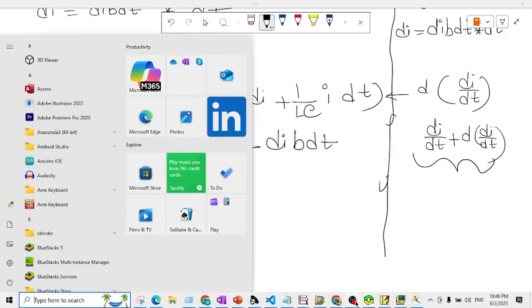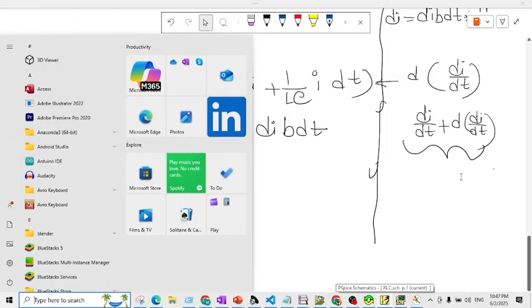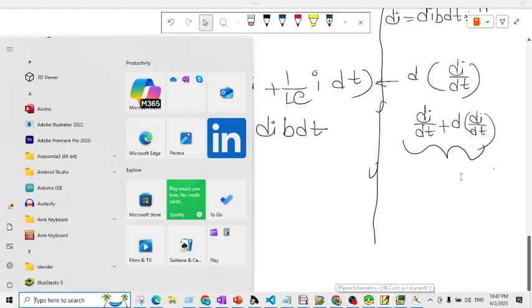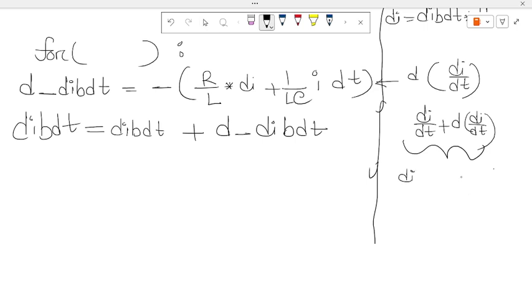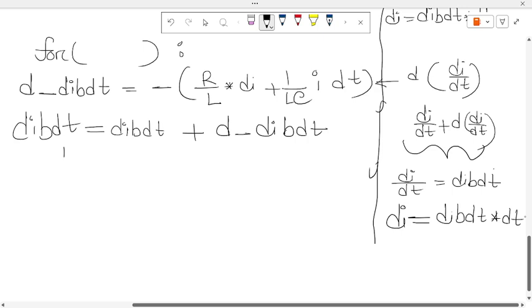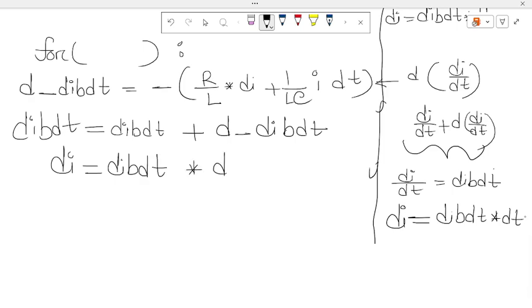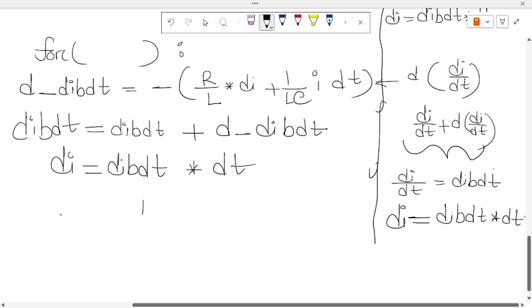Wait, so no mistake, actually I was a little bit confused. No mistake, as di by dt is equal to what? di is simply di by dt into dt. That means I will get a new di, which is di by dt into dt. And finally I will find a new I, right? As di is the change in current, so I plus di is the new I. Okay, let's implement that in my code.